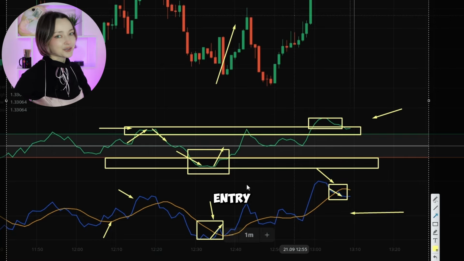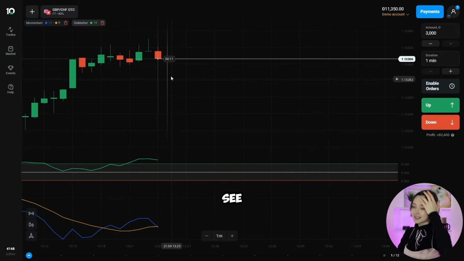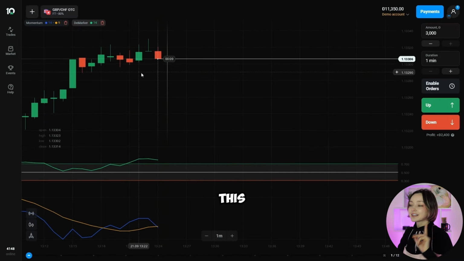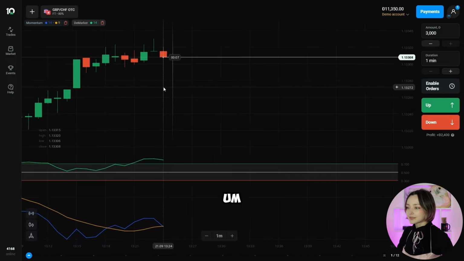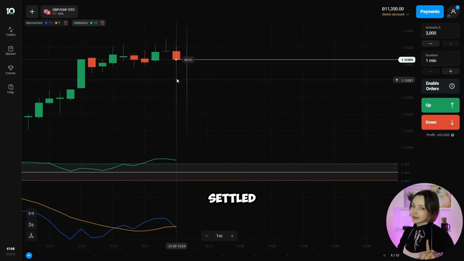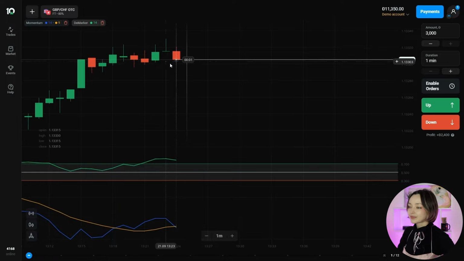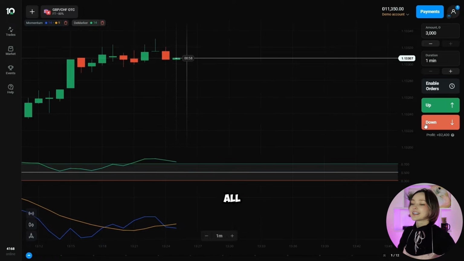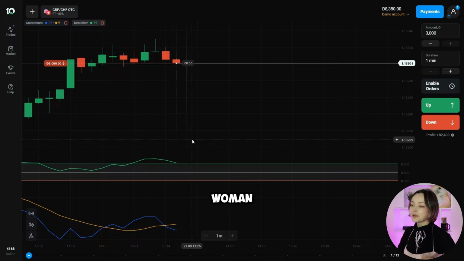Let's look for a first entry situation. So I see an intersection. I'm gonna wait until the end of this candle because the intersection is only considered relevant after the candle is settled. It's very important, guys. The candle has settled and I'm placing a 1 minute trade downwards.